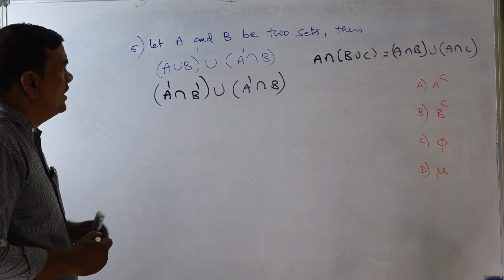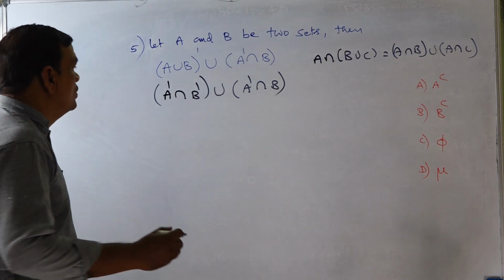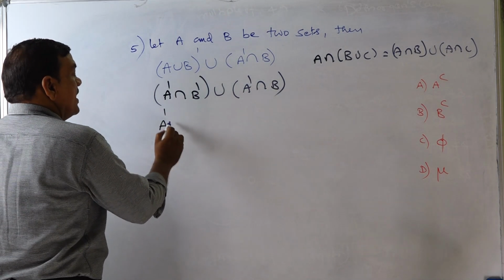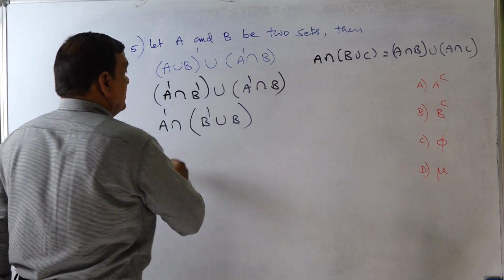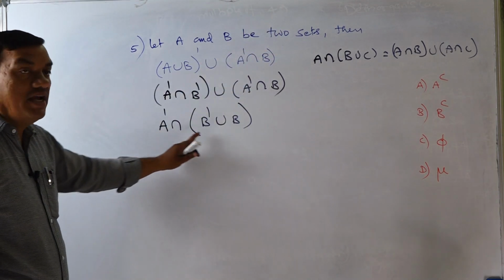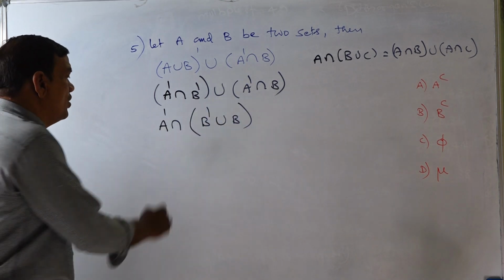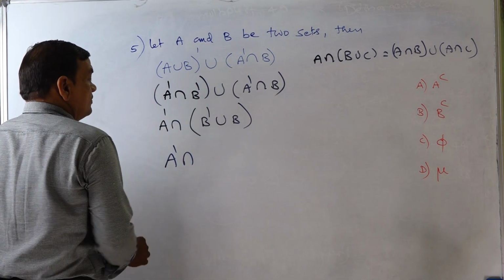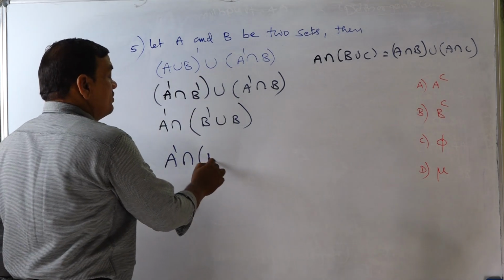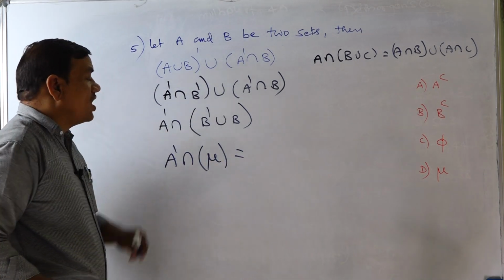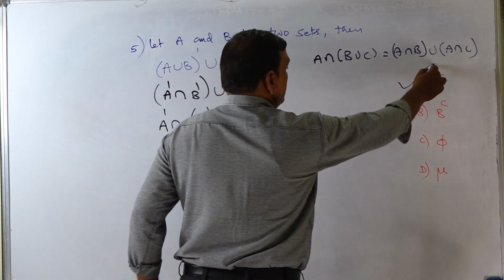And yes, you can apply. So you can take it as a C. You can apply easily. So this can be written as A complement intersection (B complement union B). See here, the distributive formula. If you observe, B complement union B is nothing but the universal set U. So A complement intersection U is nothing but A complement. So your answer is A complement.